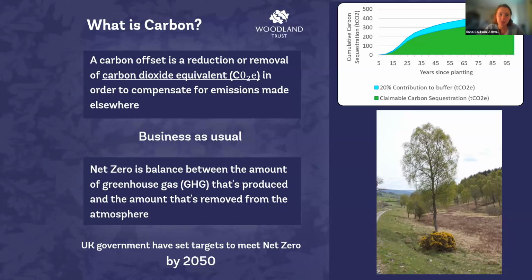Step one is reducing your activity and what you're doing to the absolute bare minimum. And the second step, if you're a business, is to offset your emissions, and that applies if you're a farm business as well.